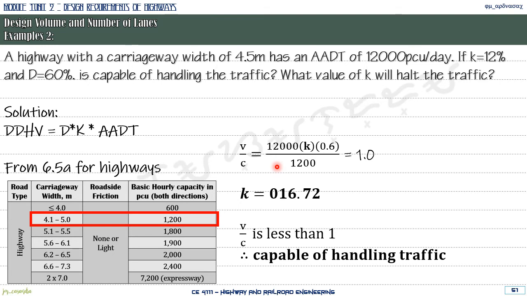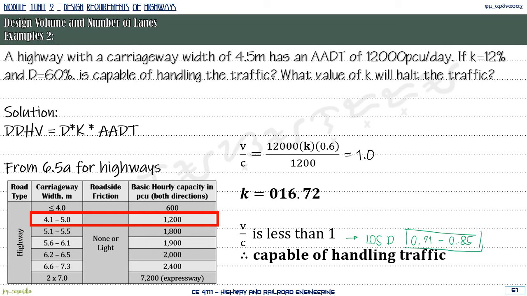And if you are going to be asked what is the LOS of this section, then this section will be under LOS C, which is 0.51 to 0.70. No, this is LOS D, which is 0.71 to 0.85 range.